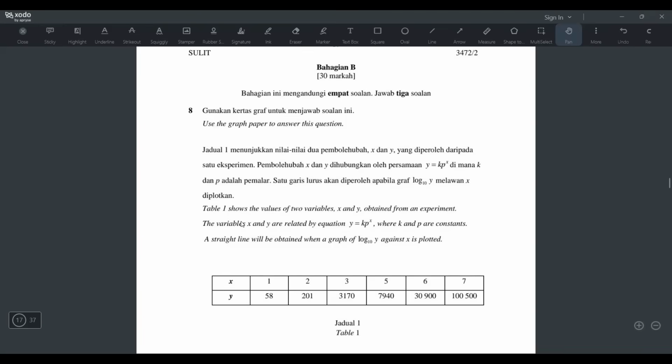So let's read number 8. What it says here: Table 1 shows the values of two variables x and y obtained from an experiment. Okay, that's the table. The variables x and y are related by this equation, where k and p are constants. A straight line will be obtained when the graph of log y against x is plotted.